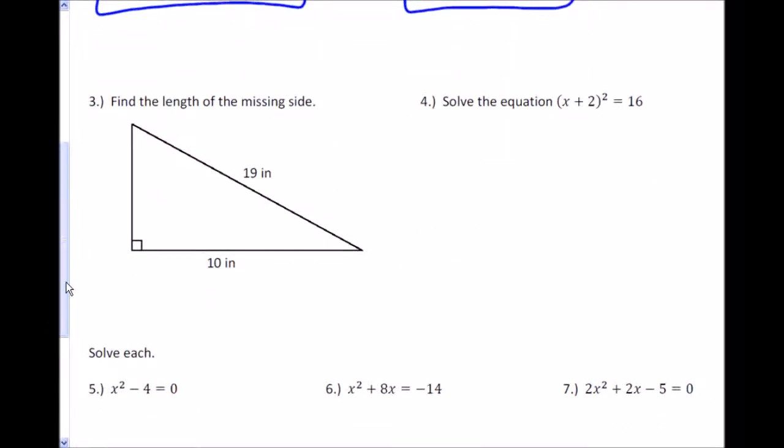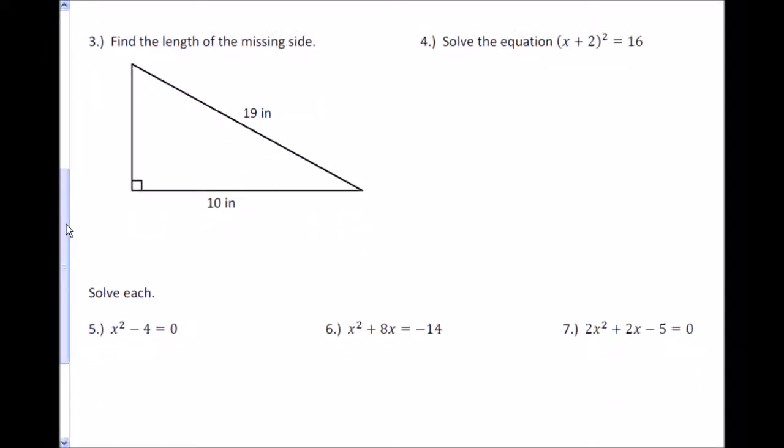In number 3, we're just asked to find the length of the missing side. So for this one, I have to use my Pythagorean theorem. This is the side I don't know. I can call it x or whatever I want. But the important side here is this one, the 19. That's our hypotenuse. So when I do this, I have to do x squared plus 10 squared equals the 19 squared. Okay, the hypotenuse is the important one. That's the one that has to be by itself.